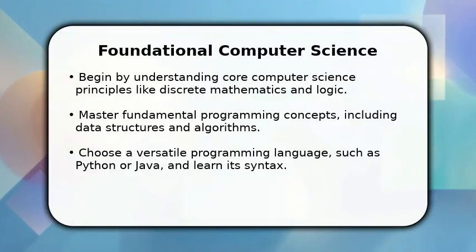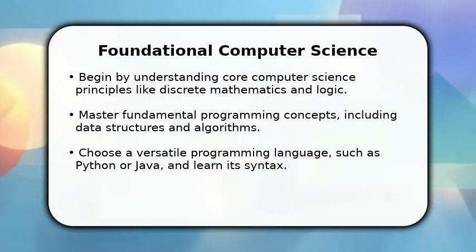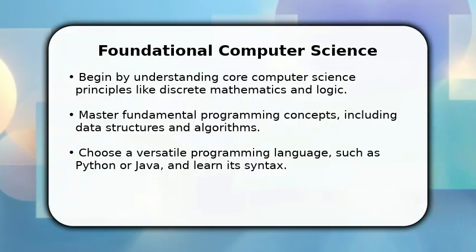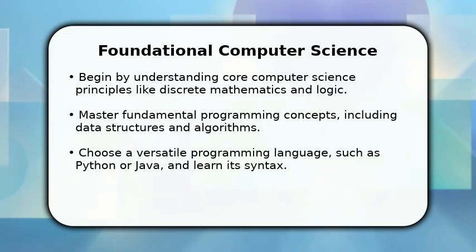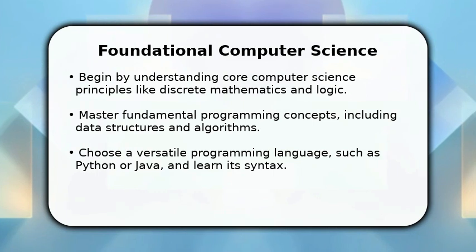In this video, I will explain how to self-learn computer science. First, begin by understanding the core principles of computation. Focus on discrete mathematics and logic, which are the bedrock of computing. Then, choose a versatile programming language, perhaps Python or Java, and learn its syntax and basic constructs thoroughly. Dedicate at least 2 hours daily to consistent study and practice to build a strong foundation.